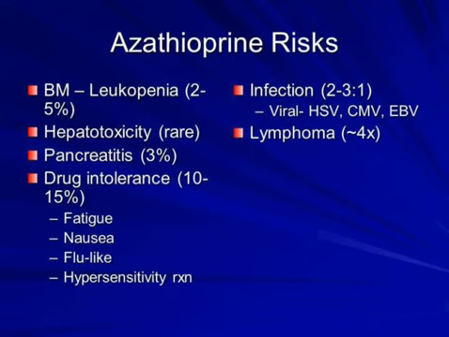The potential risk of pancreatitis is most commonly seen in the first month after starting therapy, and if it occurs, it basically means the patient cannot use the medication again. The increased risk for infection is mostly for viral infections and includes HSV, CMV, and EBV, and the odds ratio for infection appears to be about 2 to 3. Lymphoma has also been associated with these medications, and there's been a reported about 4-fold increased risk.